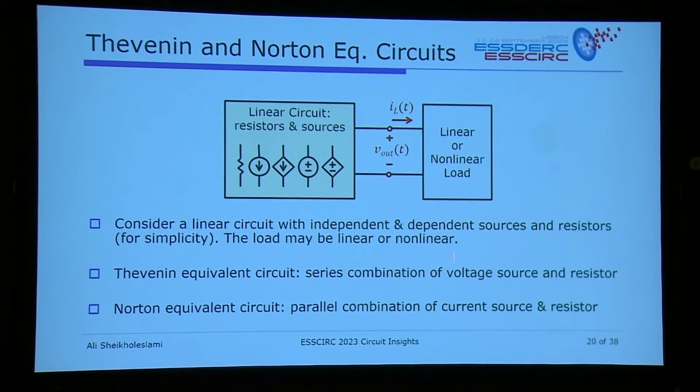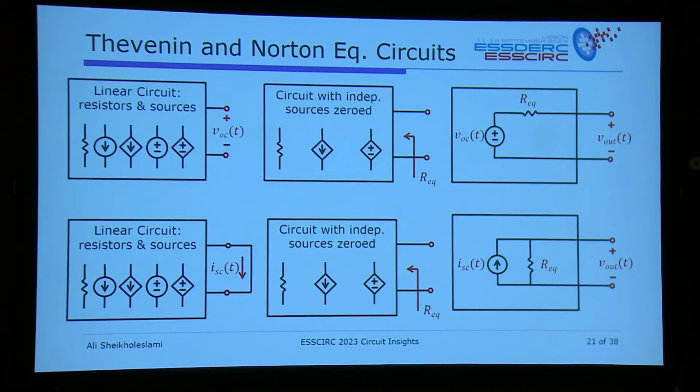it could be nonlinear, and you connect them together. The idea is that all of this circuit, no matter how many elements you have in it, can be made equivalent to a series combination of a voltage source and a resistor, in this case because we only have resistors. And the Norton equivalent circuit says it could be made equivalent to a parallel combination of a current source and a resistor. This is something that you have seen.